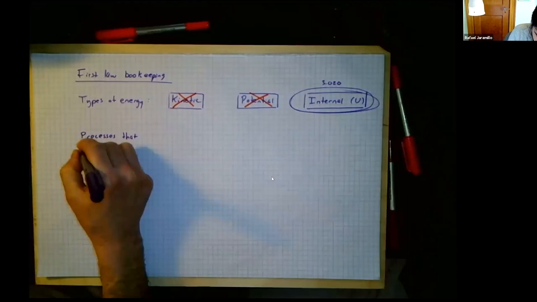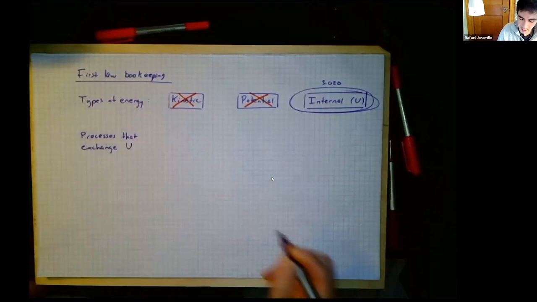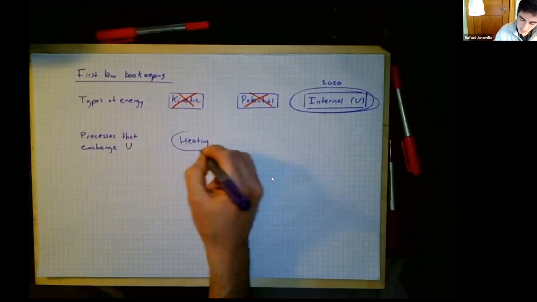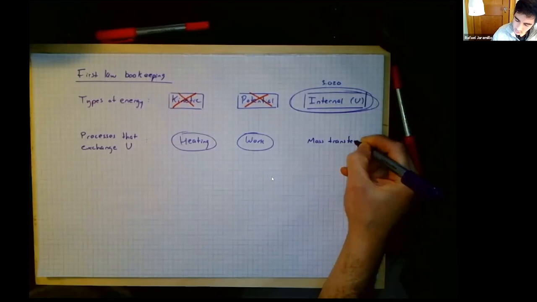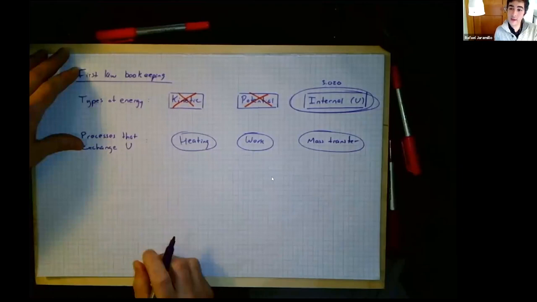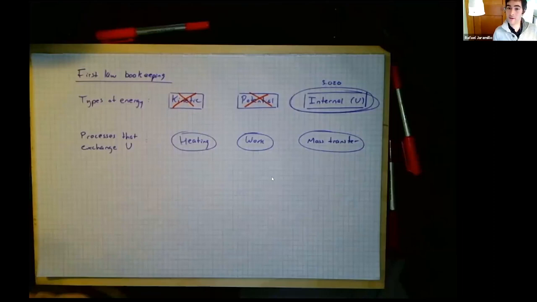Okay, what about processes that exchange energy? So this we just answered. There's heating, there's work, and there's mass transfer. Okay, so this is some first law bookkeeping. I hope this helps a little bit as we try to recall what counts and what doesn't in equilibrium thermo.